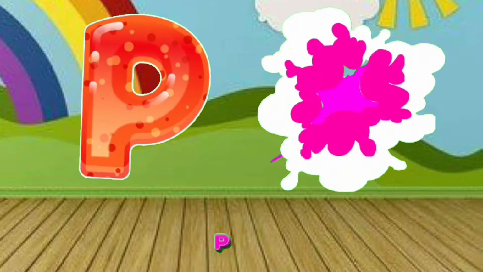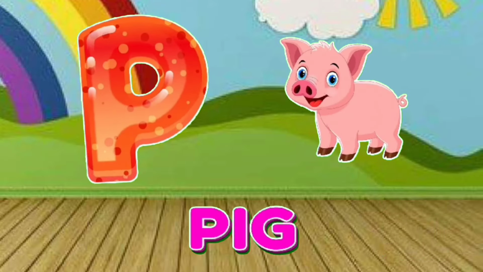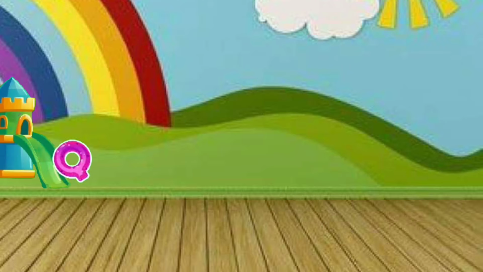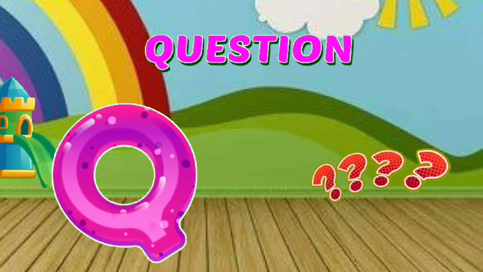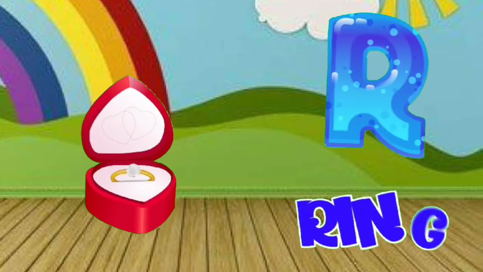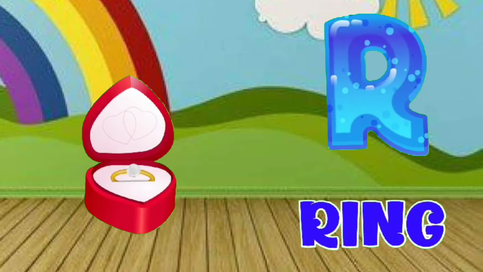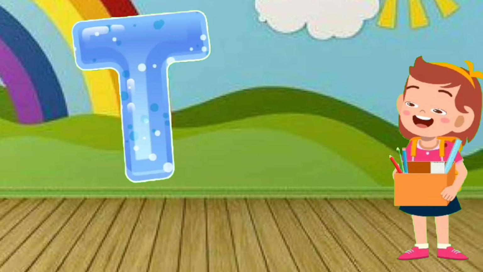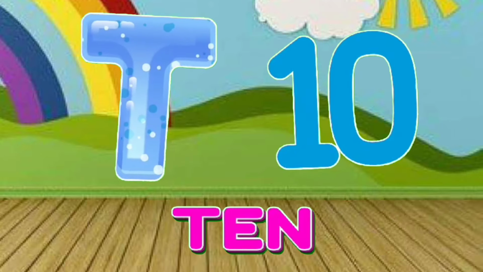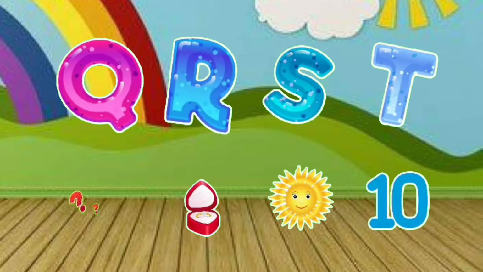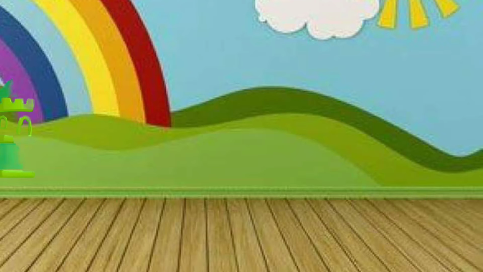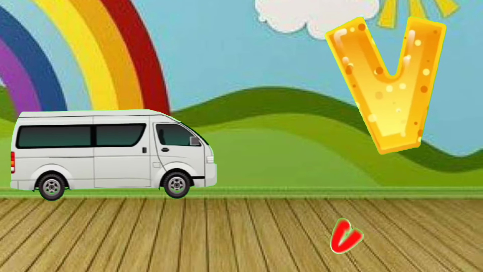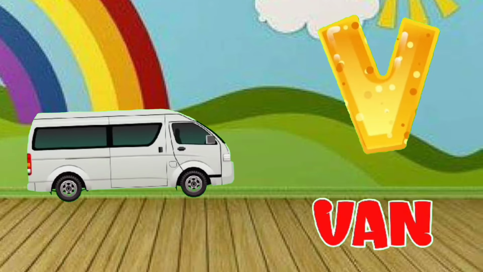P is for big. Q is for question. R is for ring. S is for sun. T is for ten. U is for umbrella. V is for van.